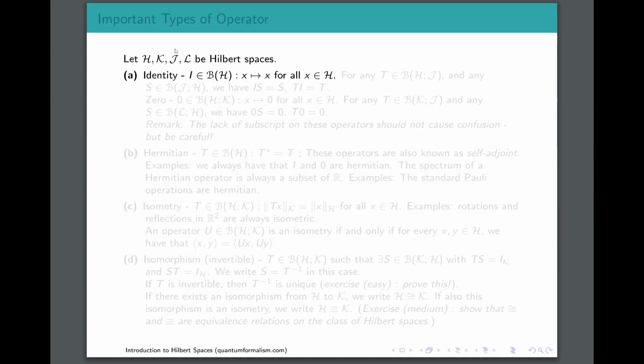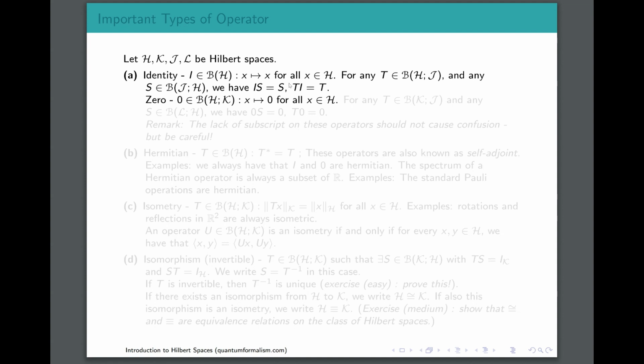This is the simplest kind of operator because all it does is map every element of the Hilbert space H to itself. It also acts as a multiplicative identity in this sense. So if T is an operator from H to J, and S is an operator from J to H, we have that IS is equal to S and TI is equal to T. And that's exactly what we'd expect of an operator with this definition here.